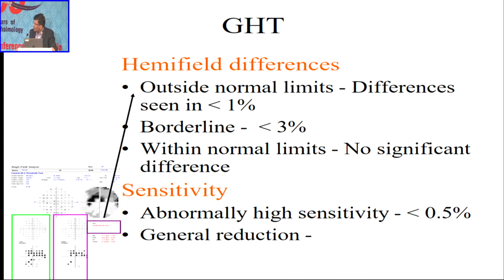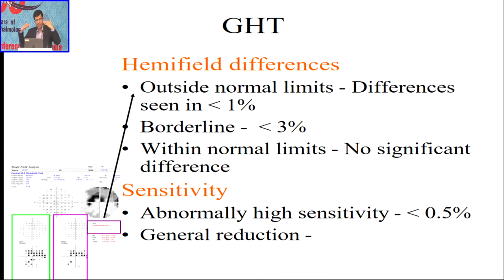The visual field also gives you a glaucoma hemifield test. Does anyone know what a GHT is? So a glaucoma hemifield test, what does it do? It compares the superior field with the inferior field, okay? Same points in a particular pattern in the superior and the inferior hemifield, because glaucoma always respects the horizontal midline.